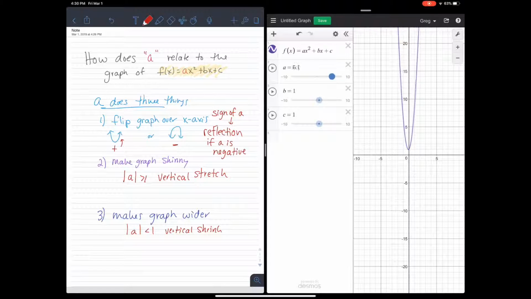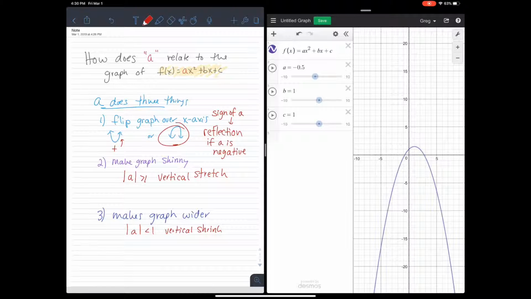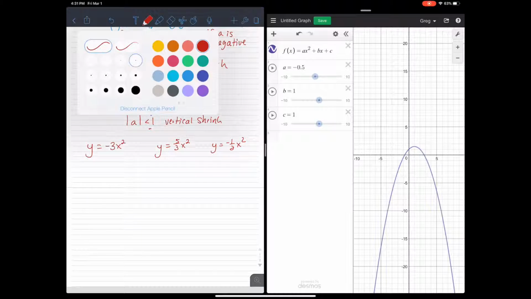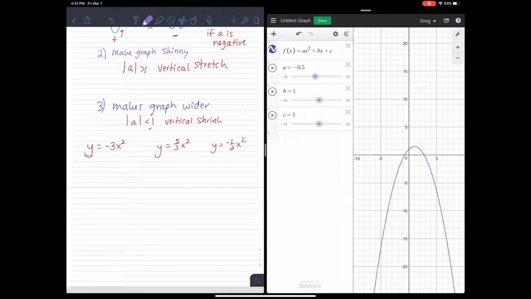And again, we don't care about the sign, so something like negative 0.5, the negative causes it to flip over. The 0.5 is less than 1, so that makes it a shrink. So we'll do a quick example here. If we had something like y equals negative 3x squared, y is equal to 5/3 x squared, and then something like y is equal to negative 1/2 x squared. Based off of the numbers, when I look at this equation, I should be able to tell how the graph is going to look.